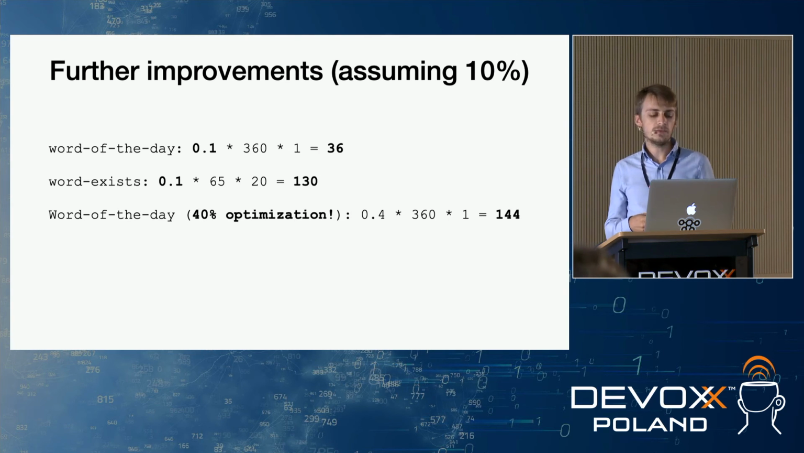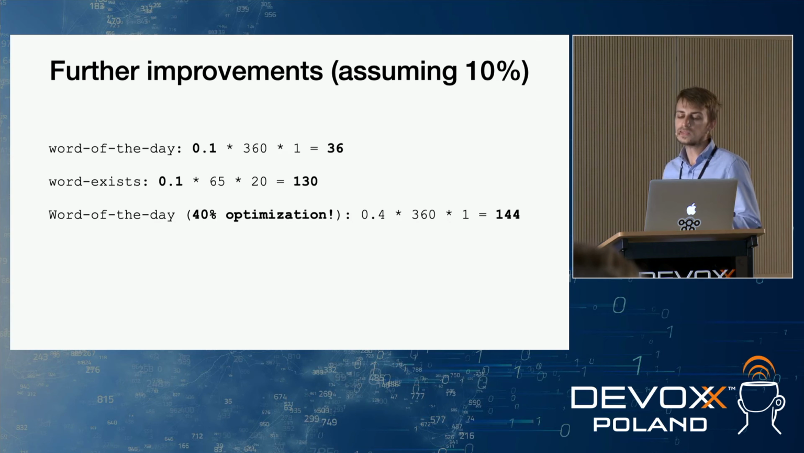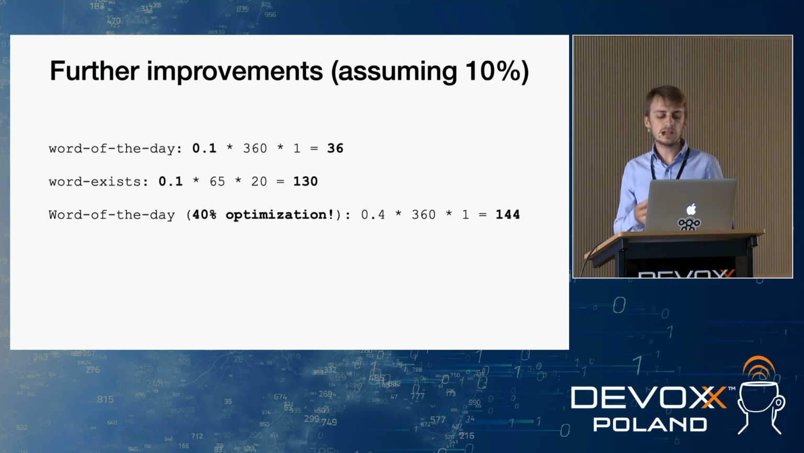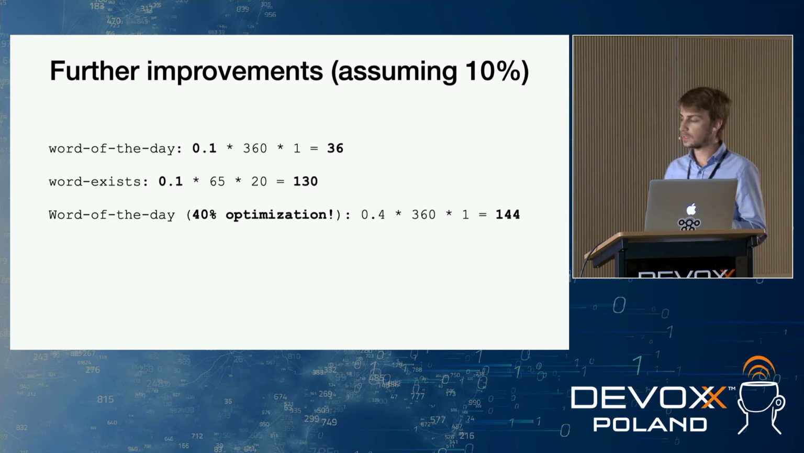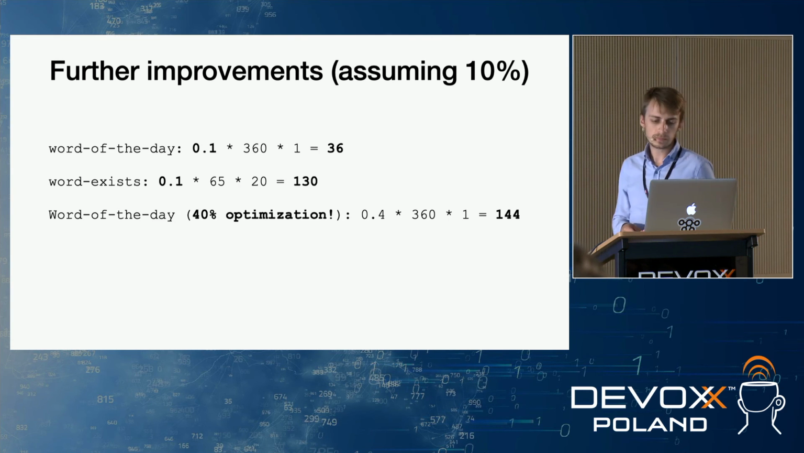However, it may turn out that optimizing the word exists performance by a further 10% is infeasible or hard to achieve. We can calculate that only optimizing the word of the day by 40% will give us more time savings than optimizing the word exists by 10%. So you need to rate yourself which option is more feasible or easier.